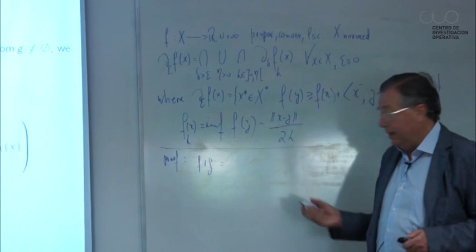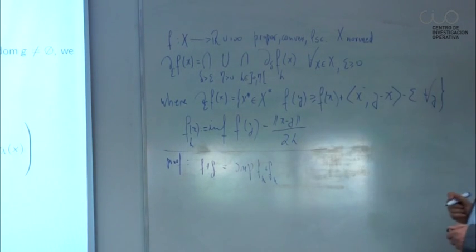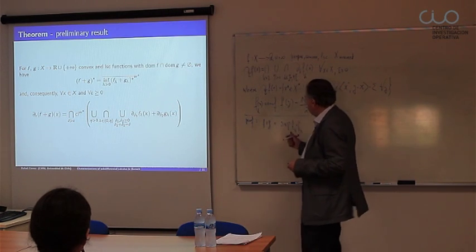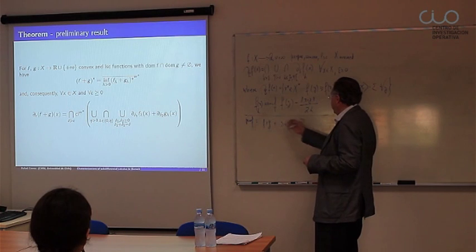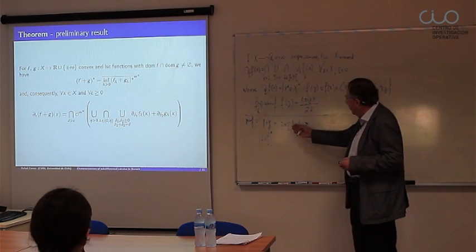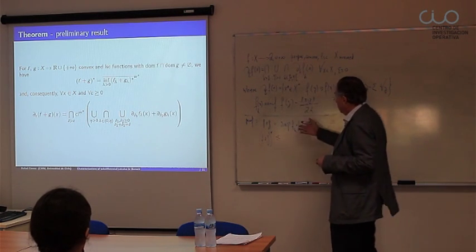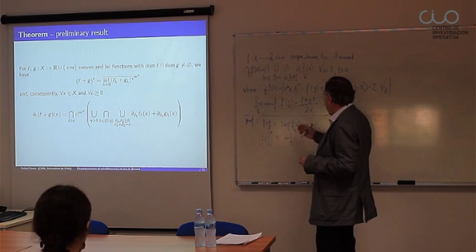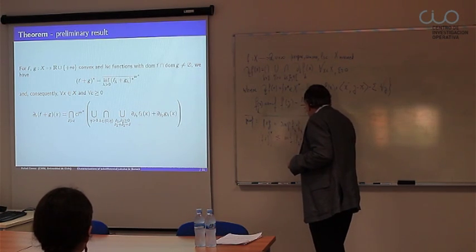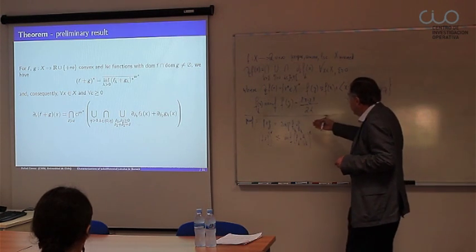that f plus g, it is well known, is the supremum of the Moreau-Yosida approximations. Then we can take the Fenchel conjugate of this function, and we obtain, you know, that the Fenchel conjugate of the supremum is less or equal to the infimum of the Fenchel conjugates. These are well known properties of the Fenchel conjugate.